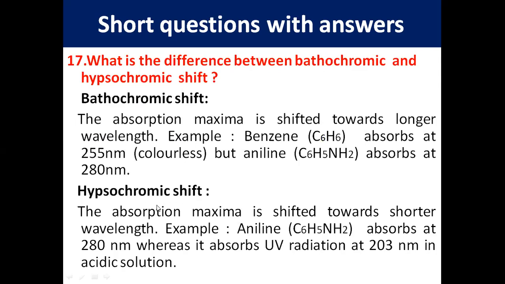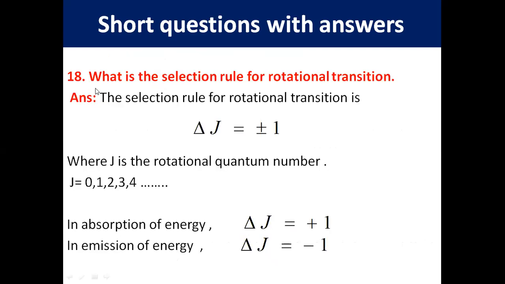In hypsochromic shift, the absorption maxima is shifted towards the shorter wavelength. Example is aniline absorbs at 280 nanometer, whereas it absorbs the UV radiation at 203 nanometer in acidic solution. So now the wavelength of absorption decreases for the same compound when it is kept in the acidic solution, and that decrease in the absorption maxima, or decrease in the wavelength of absorption of the radiation, is called hypsochromic shift.